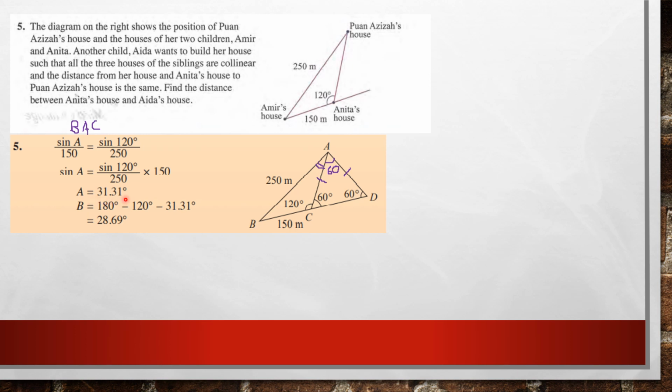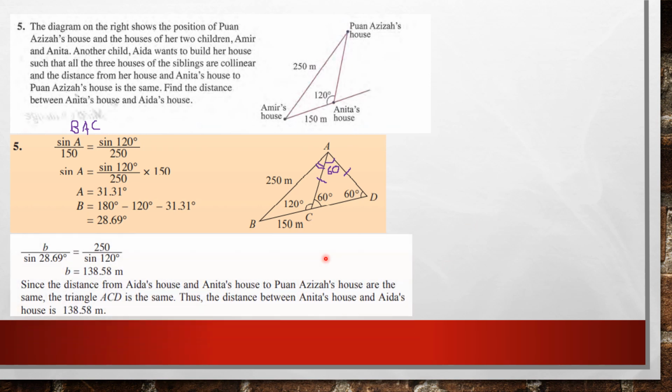That's the information that we can find. From there, we find angle B. You know the other two angles, that's 120 and 31.31. So angle B is 180 minus 120 minus 31.31, so you get angle B is 28.69. From there we find the length of AC. Here they label it as b, AC. AC is equal to b.